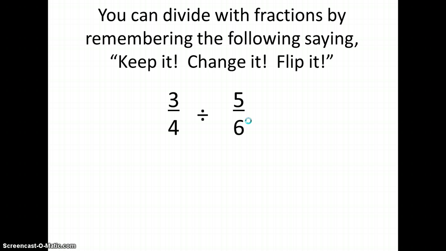You can divide with fractions by remembering the following saying: keep it, change it, flip it. Keep it refers to what we do with the first fraction. We keep it. We don't do anything with it. Change it refers to what we do with our division symbol. We don't divide in a division problem when we are using the algorithm. I would change division to multiplication and simply flip the second fraction.